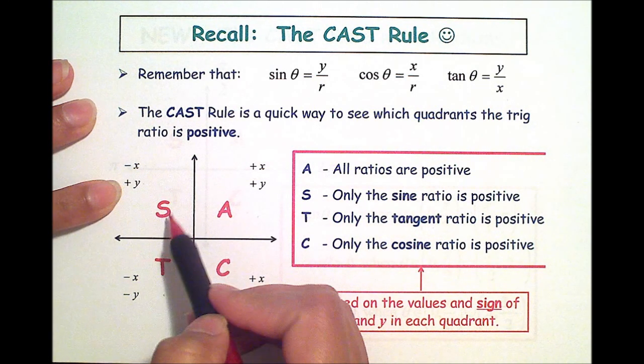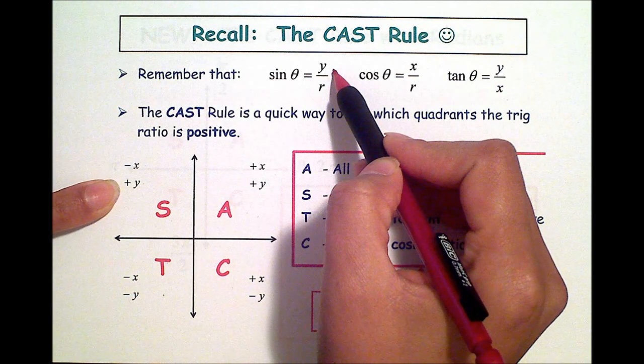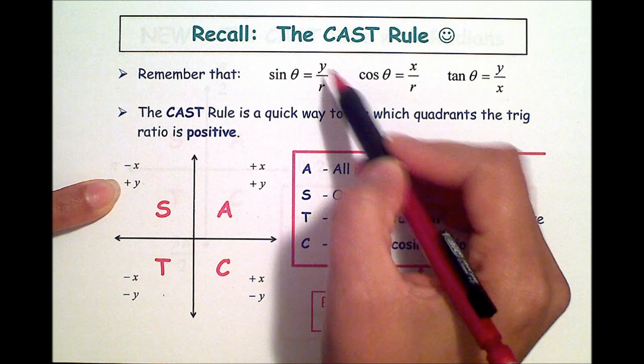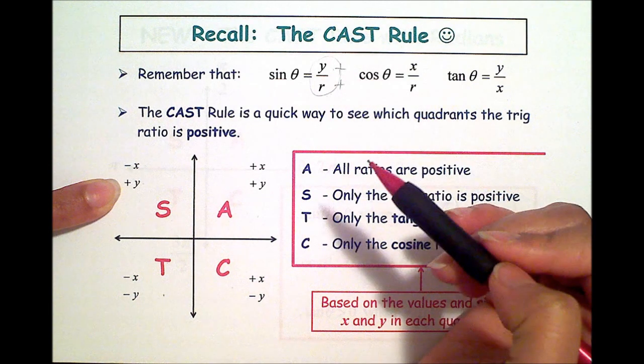So the sine ratio is y over r. Y is positive in quadrant 2, as you can see here. And r is always positive because it represents a radius for a circle. And so that ends up getting a positive over a positive, which means your ratio ends up being positive.